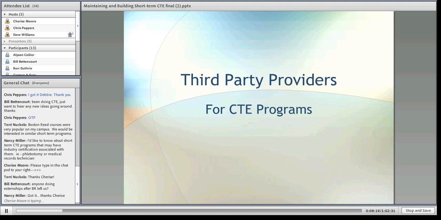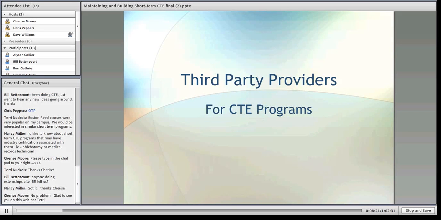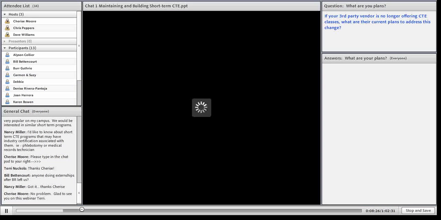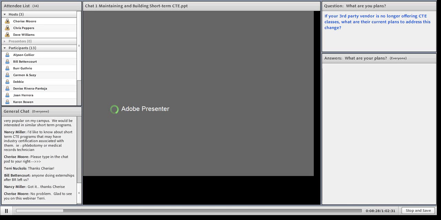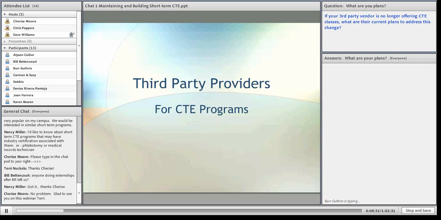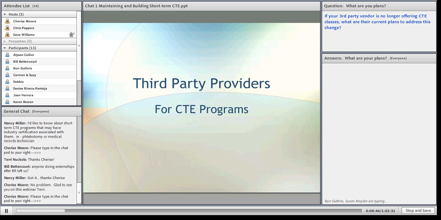programs. Again, I know this is jumping right into it, but before we get too far, I would like to open up another chat pod. If you had programs that were being operated under third-party providers and you've taken some steps in terms of trying to find replacement or considered other options, what are your plans for trying to replace or to implement the programs that may have been taken away by the loss of the third-party provider?